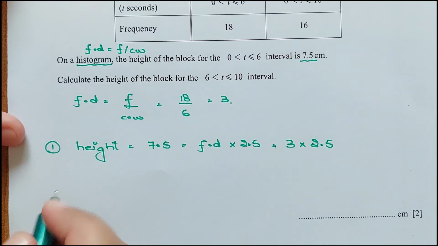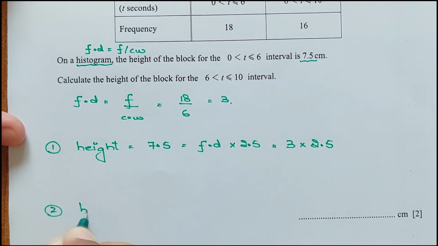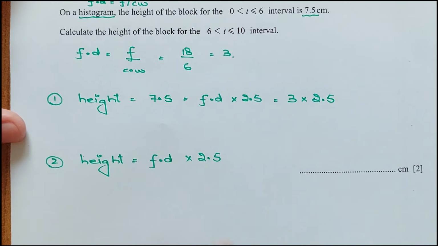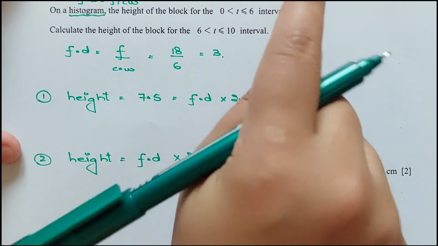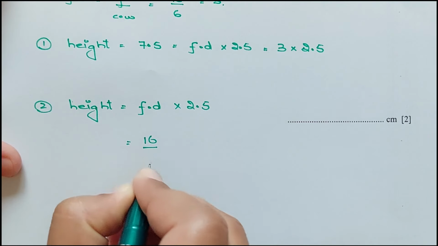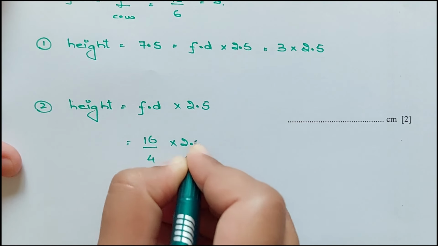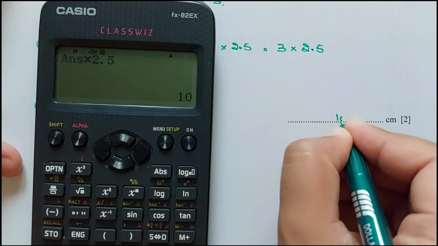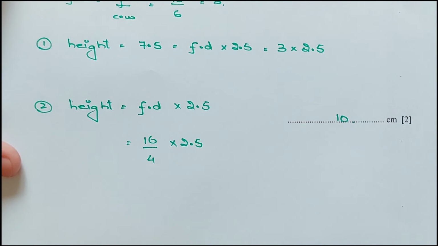Now let me find the height of the second interval by using the same formula. The height of the second interval is frequency density multiplied by 2.5. What is the frequency density? It is frequency over the class width. The frequency is 16. The class width is 4. So 16 divided by 4 is 4, times 2.5. This is 10. 10 centimeters is the height of the block for the 6 to 10 interval.